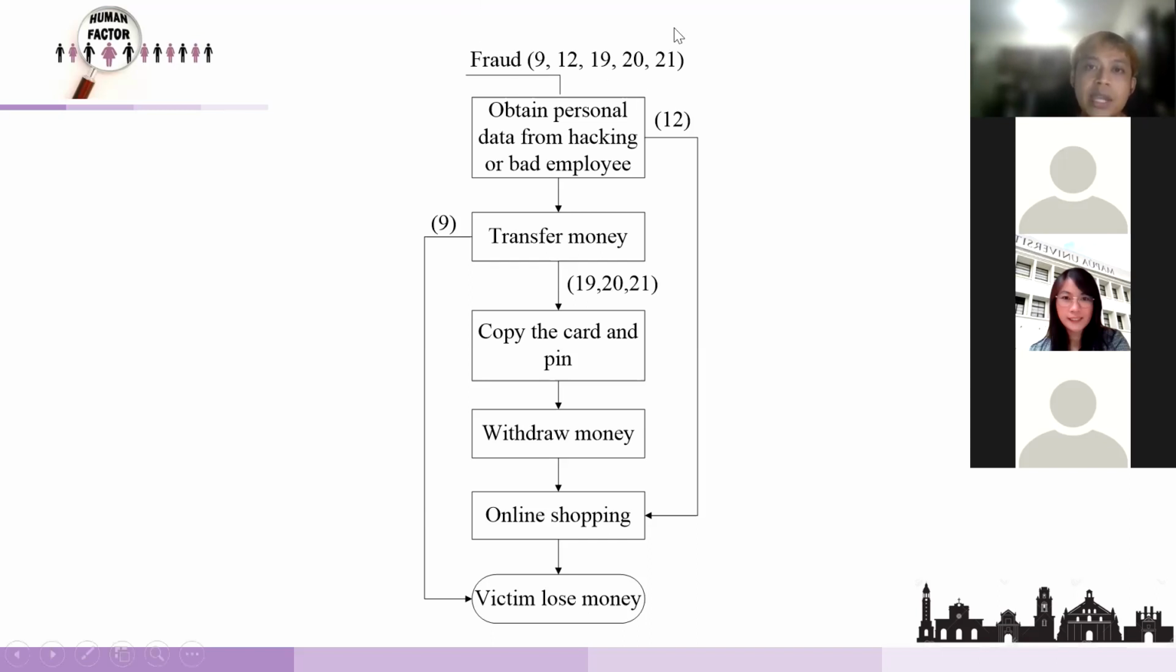But in some cases that I found here, there is no victim. It's really just the fraudster, nothing to do with us. But this is actually quite scary. It's just all of a sudden that you lose your money.